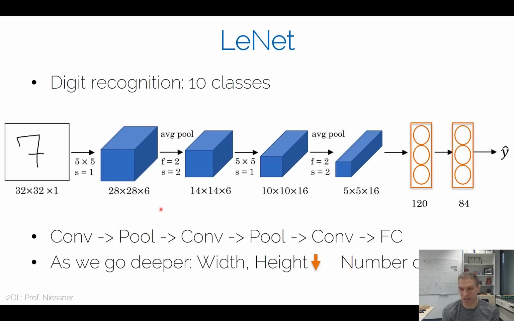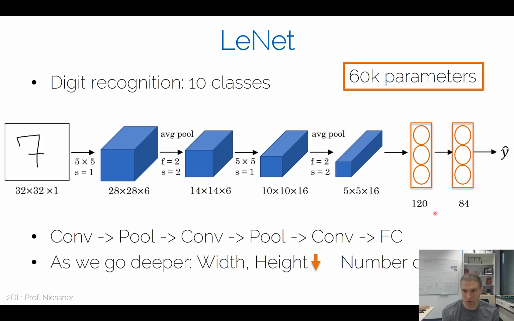Okay, and if you're summing all of this stuff up together, I mean, you can do the math, right? Maybe that's a good exercise for you at home. This network here has roughly 60,000 parameters. So it's a very, very small network, comparatively speaking, to what you would do today. But at the time, you know, this was pretty much what people were able to use and to train on.